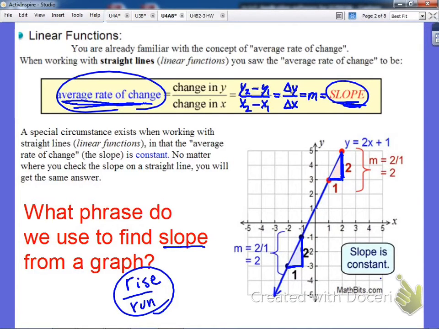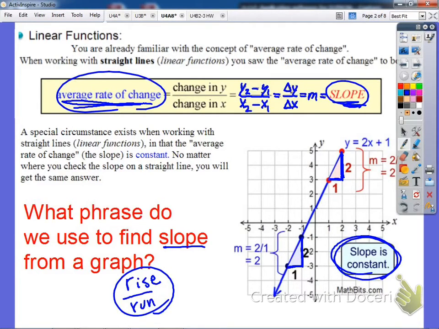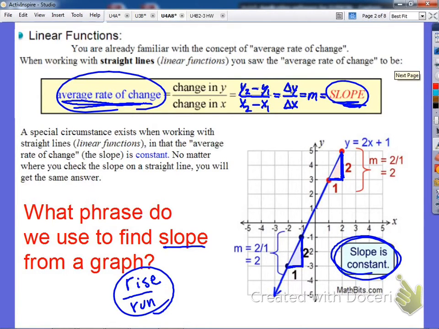Okay, the slope is constant. That's a big concept for a line, because there's no other function that has the same fact about it. The slope, the average rate of change, if you look at the slope for any other shape, it's not going to be constant. It's only constant for a line. It's a big deal. I'm not just making this up. It's a major concept.